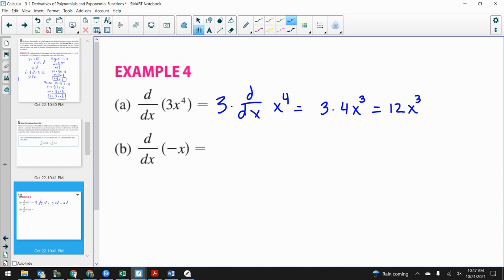Like for example here, if I have negative x, that's like saying negative 1 times d over dx of x. Well, what is d over dx of x? Isn't that our diagonal line? 1. Right? d over dx of x is just 1. So it's negative 1 times 1, or just negative 1. Okay? So if you've got a constant, you can bring it out front and multiply to it.